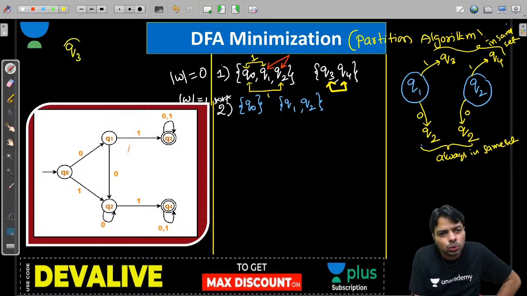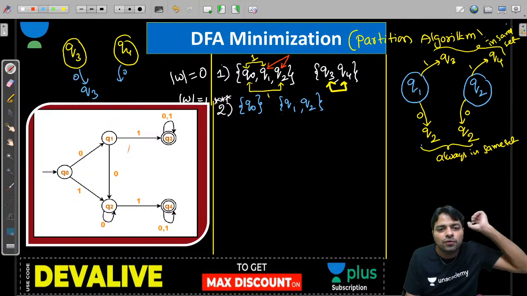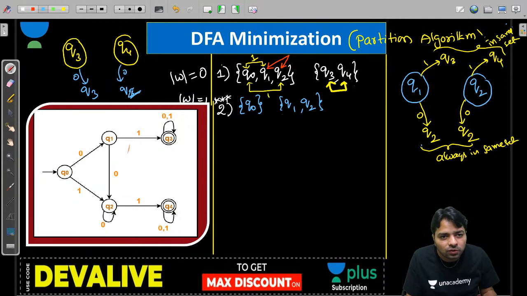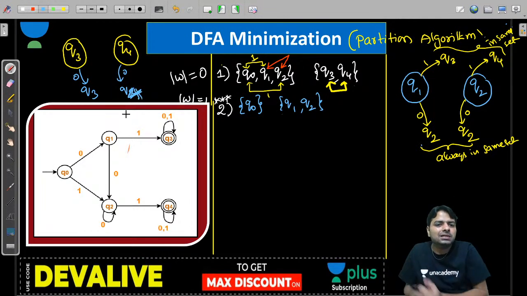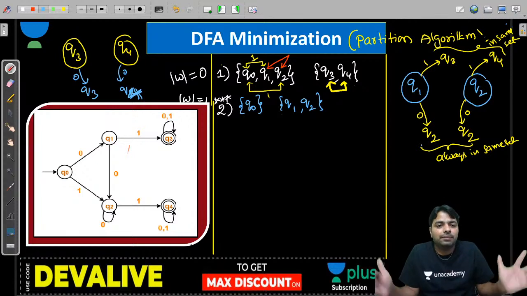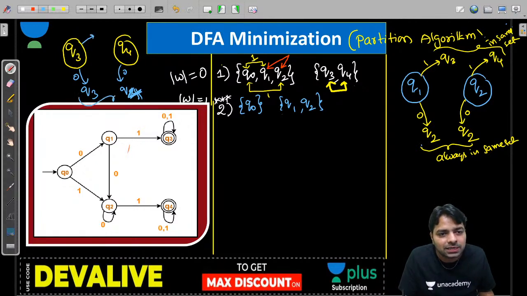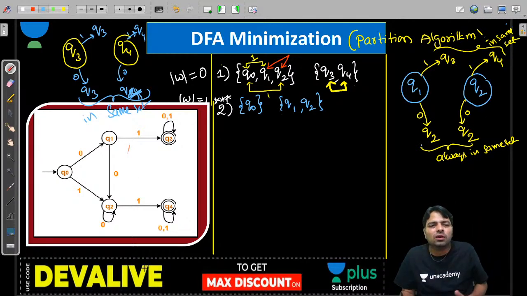Tell me Q3 and Q4. Tell me on 0 what they are doing basically. Q3 on 0, Q3. Sorry, Q4 on 0, Q4. And Q3, Q4, are they in the same set in step 1? Yes. So on 0, okay, I'm not able to separate. Q3, Q4 are in same set. And now look for 1, guys. Q3 on 1, Q4 on 1, okay, again Q3, Q4, again in same set.